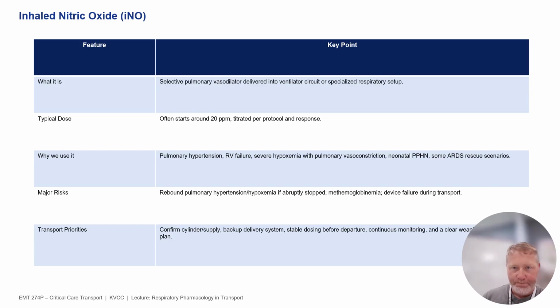If the iNO delivery system fails, the patient can suffer severe rebound pulmonary hypertension and acute hypoxemia within minutes. So it's really important to make sure that the system works and that you don't just wean them off.